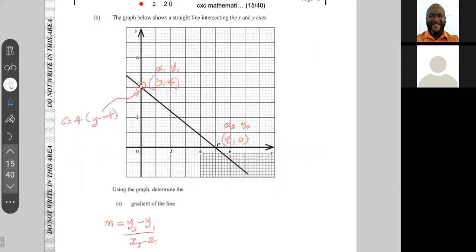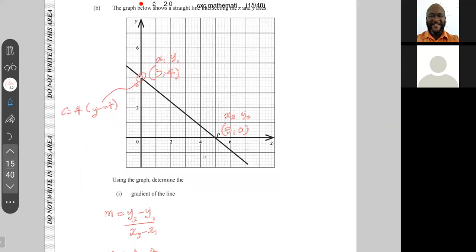Back to our diagram. So they're saying, let us say that there's a perpendicular line passing through P. They want you to determine the equation of this line. It's perpendicular to this other line, and it passes through P. So we need the equation of this line. That's what we need.